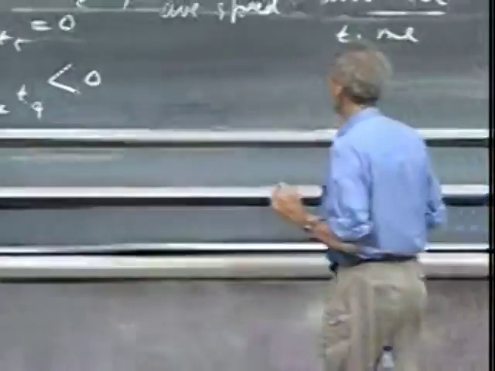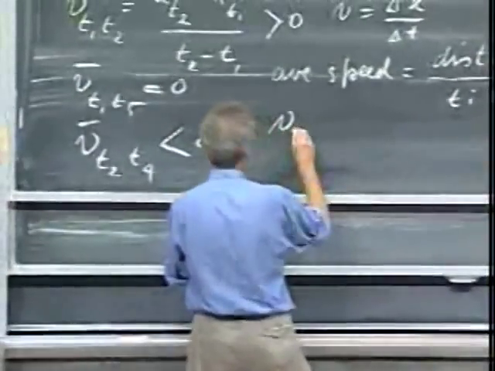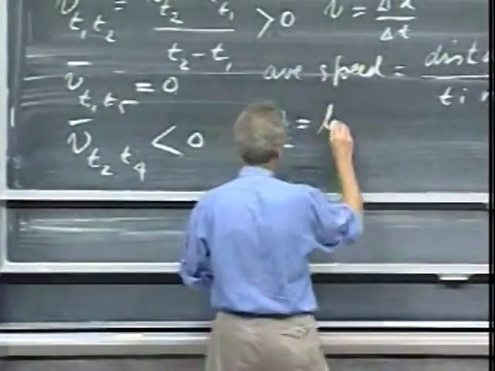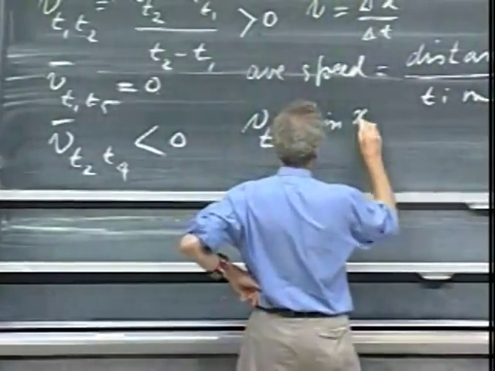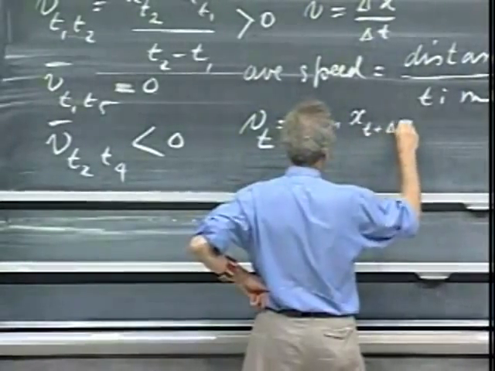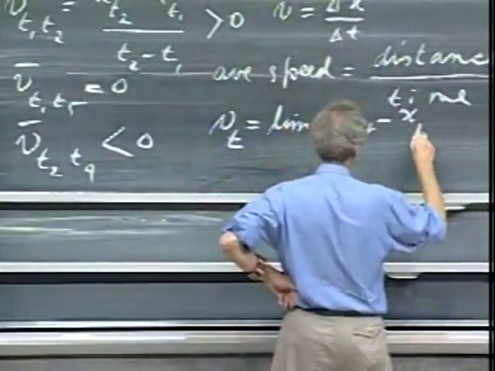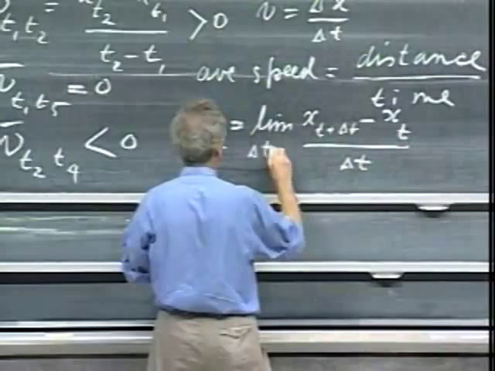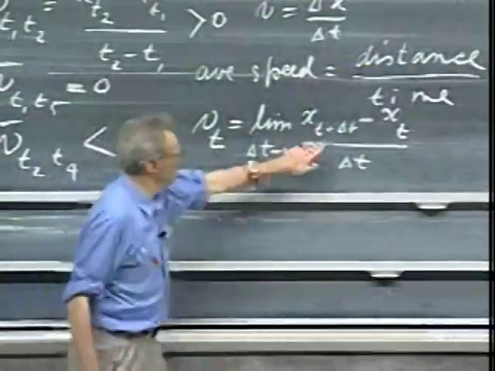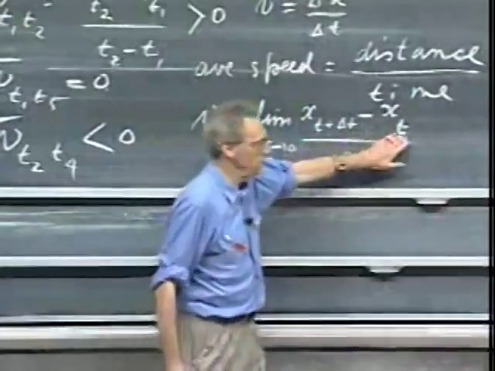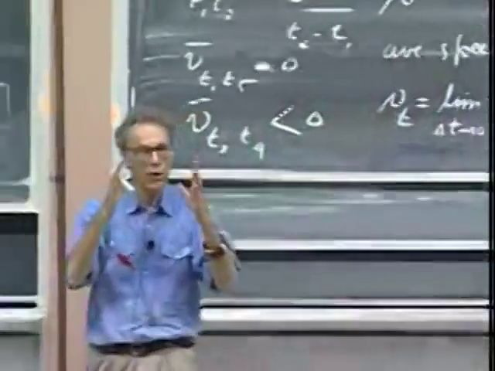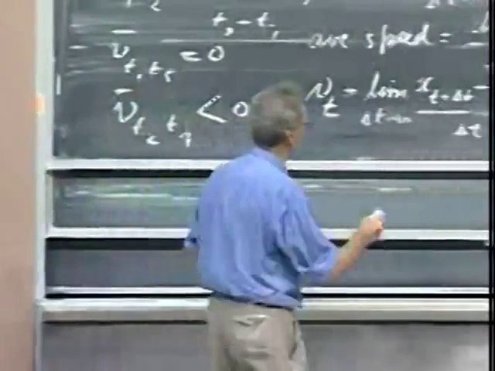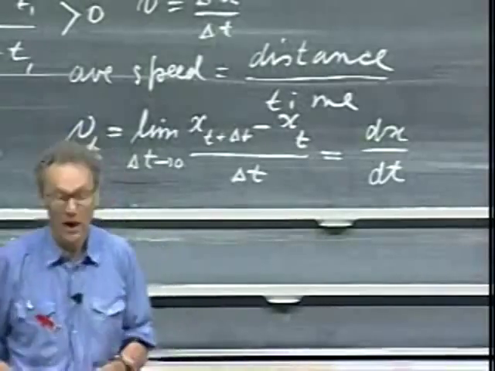The instantaneous velocity, v, and I pick a random time t, equals the limiting case for x measured at time t plus delta t, minus x measured at time t, divided by delta t, and I do that for delta t goes to 0. So think of this as being t3 and this as t2. I bring t3 closer and closer and closer to t2, and the time between them then goes to 0. And this is something that you undoubtedly recognize. That's the first derivative of the position versus time.